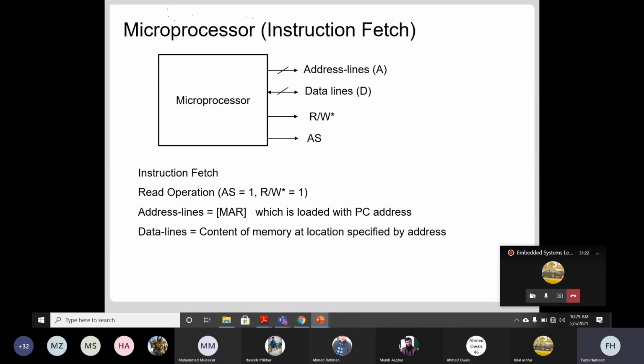Okay, what about data lines? What will data lines contain? The contents of the memory at the location specified by the address. Yes. It's a read operation, so it will perform a read at the location specified by the address lines. That value will be read from memory and will be available on the data lines. Am I right or not? Right sir.